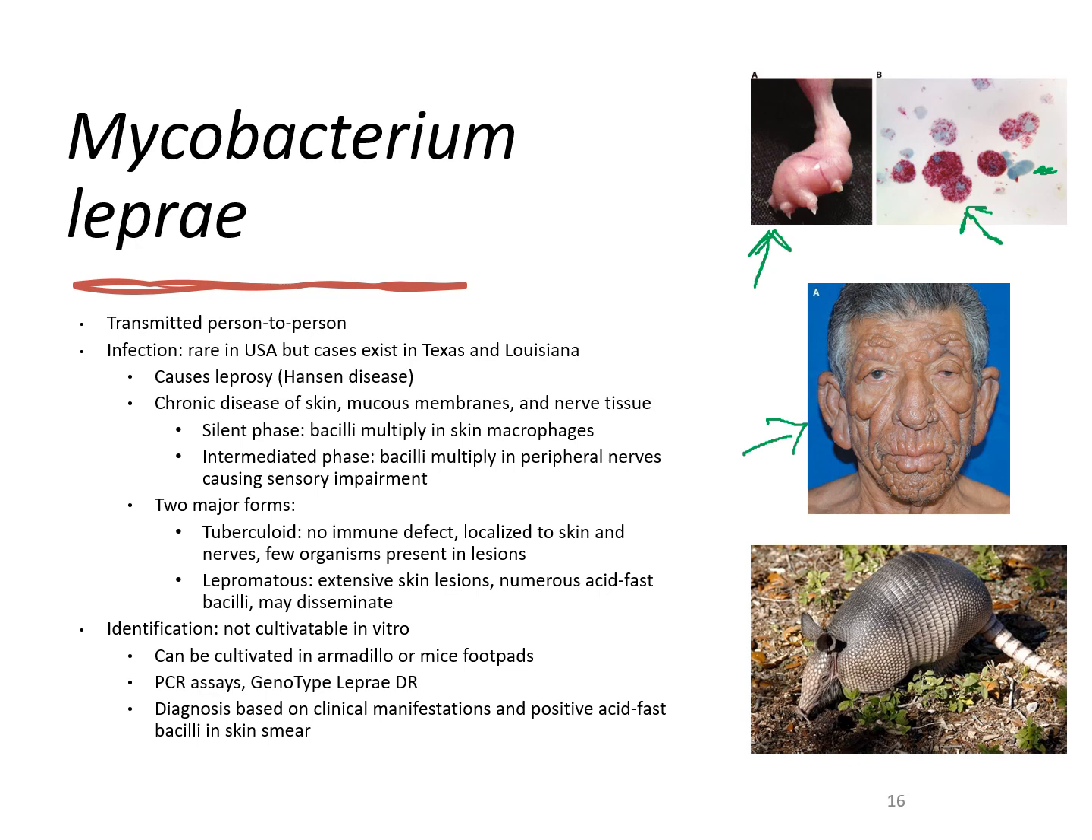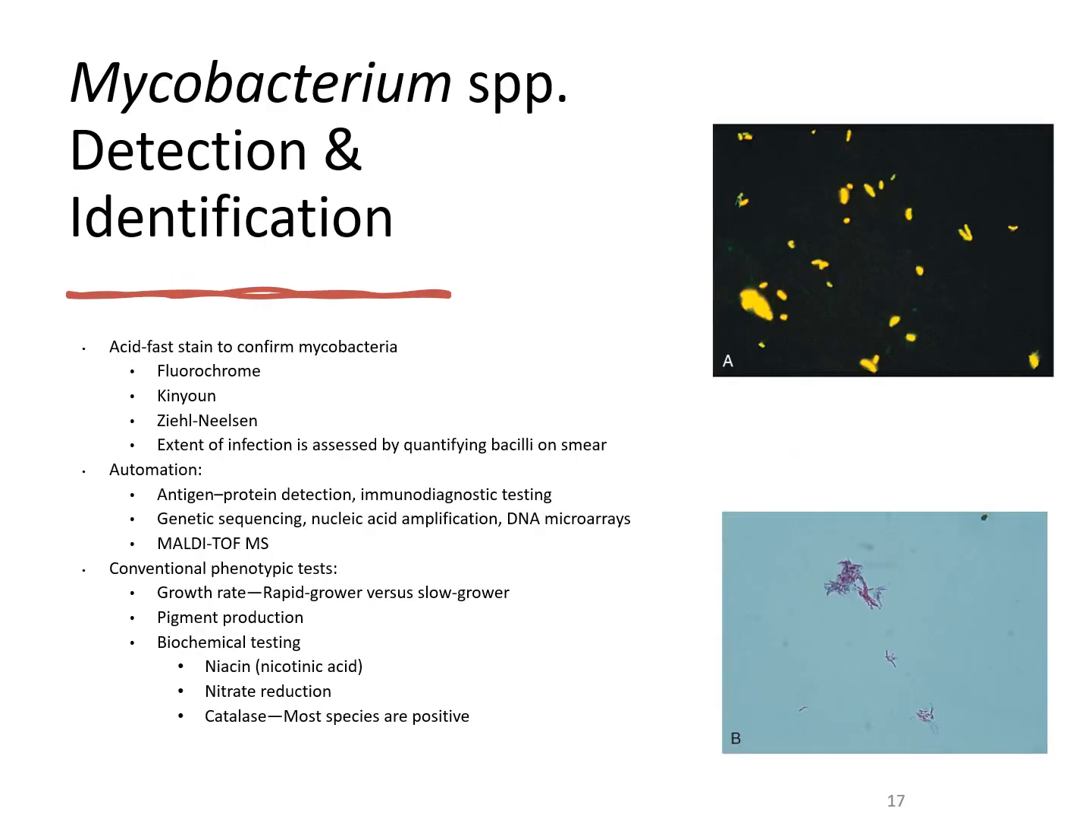And then the other culture method would be to culture it in a 9-banded armadillo. So you see your armadillo here. Why 9-banded? I don't know. I guess 8's not enough, but that is one of the other methods by which this organism can be cultivated. To detect these organisms, it's best done using acid-fast staining.